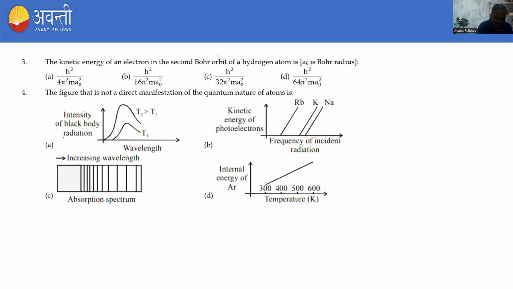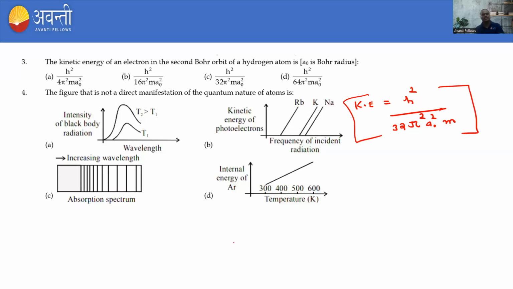So how will you calculate? We know the expression for this. This is an expression based question totally. We know that kinetic energy is equal to h square divided by 32 pi square a naught square, which is the radius, है ना, into m. So this is the expression for the kinetic energy in terms of the radius. So which option is correct, beta? That is h square upon 32 pi square m into a naught square. That is option number C, absolutely correct for this question.